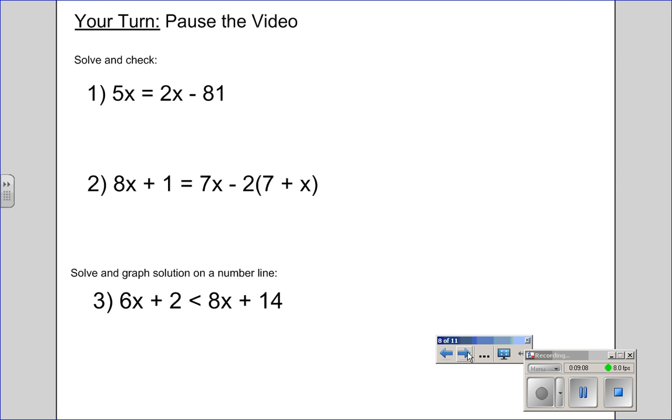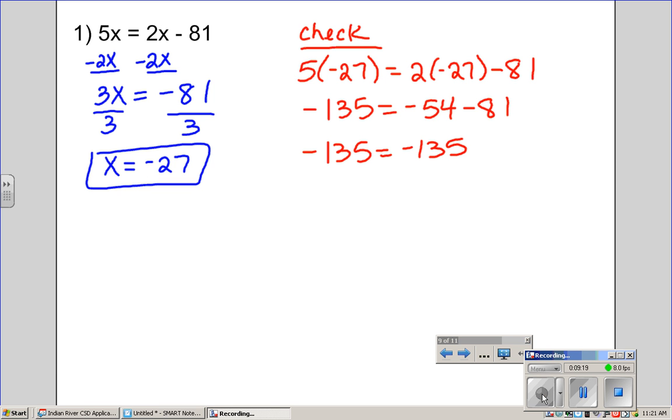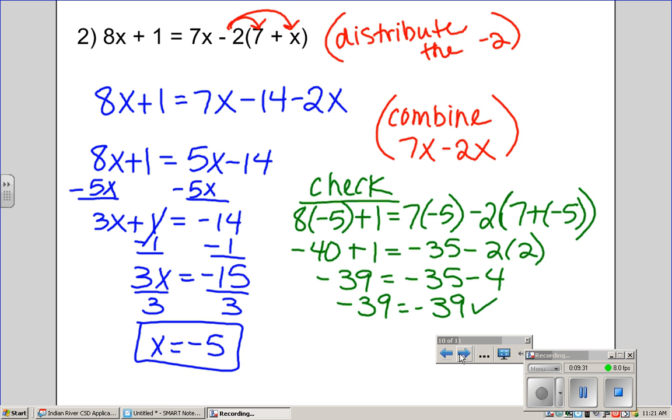All right, next, I would like you to try these 3 questions on your own. So please pause the video, start it back up when you're ready to check your answers. The correct answer to number 1 is x equals -27. Pretty straightforward. Again, pause at any time if you need to take a look at that. Number 2, the correct answer is -5.